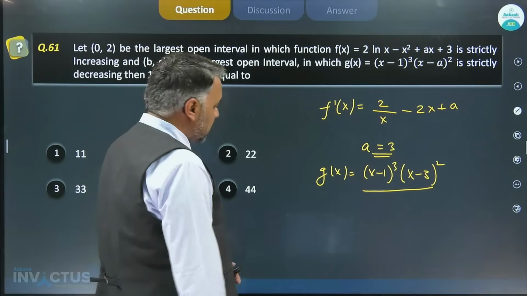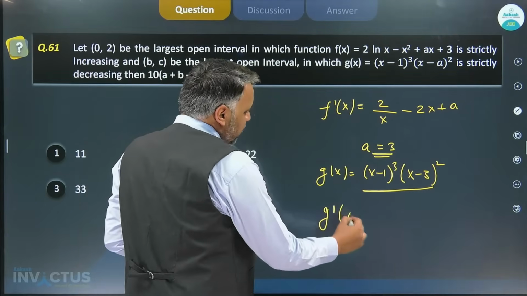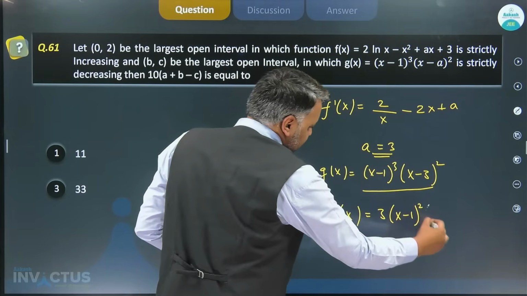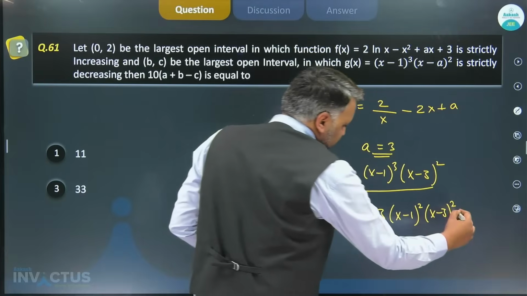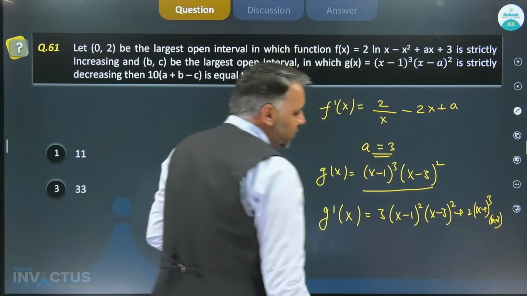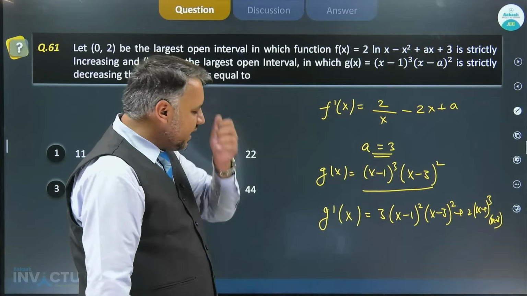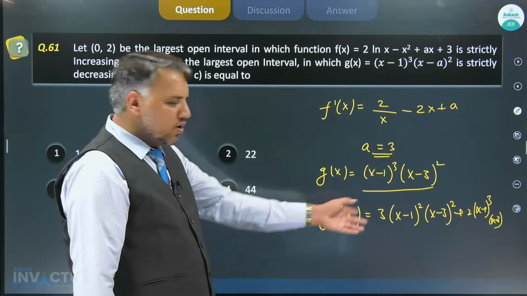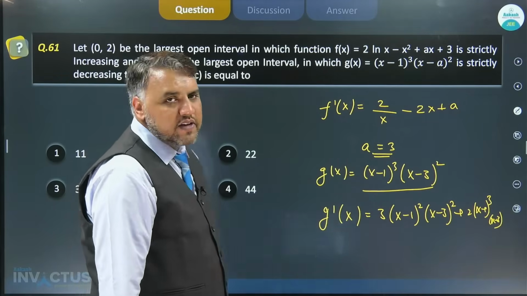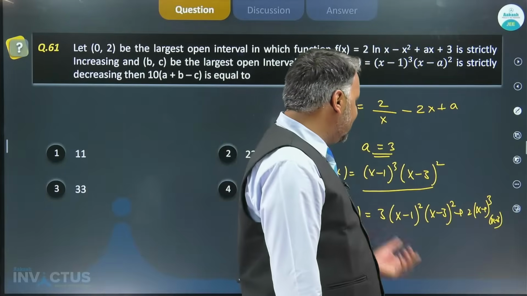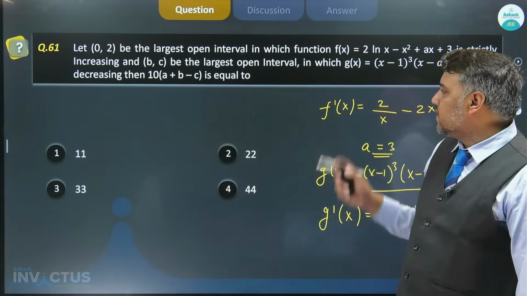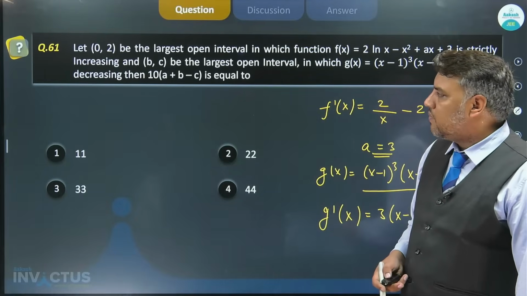Okay, so g dash x will, I think, come out to be 3 into (x minus 1) whole square (x minus 3) whole square, plus 2 into (x minus 1) whole cube (x minus 3). So taking (x minus 1) whole square and (x minus 3) common, you will find again a linear factor other than that, and using Wavy curve you can find where this g dash x is negative. I mean you can calculate on which interval this function decreases. So from there we'll get b and c.